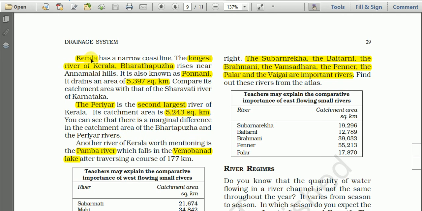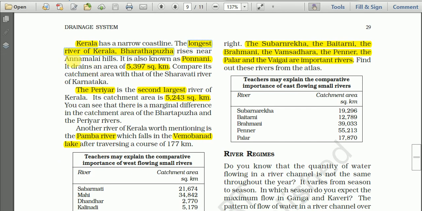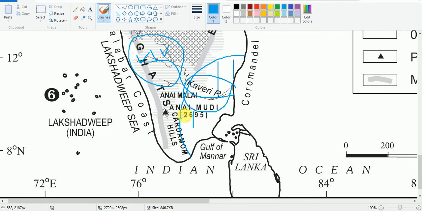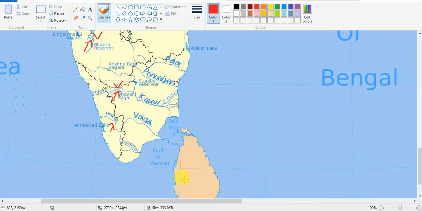Then Kerala has a narrow coastline, and the longest river of Kerala is the Bharatapuzha, which rises near the Anaimalai Hills, and it is also known as Ponani. It drains an area of 5,397 square kilometers. So we may have a look here. Anaimalai Hills is here, and it is flowing somewhere here.